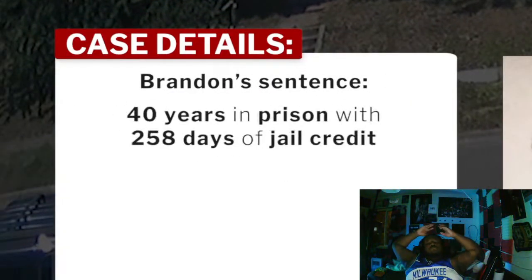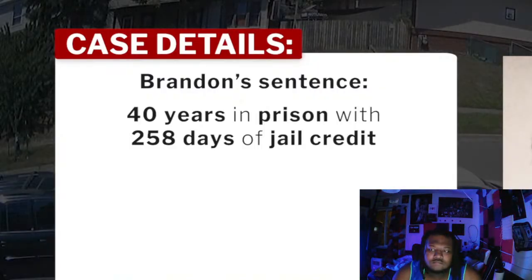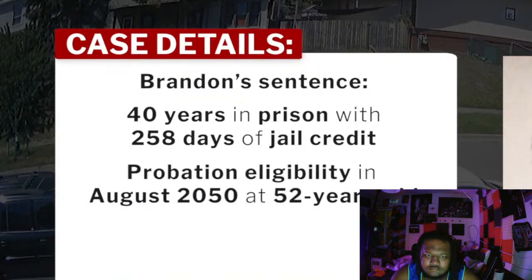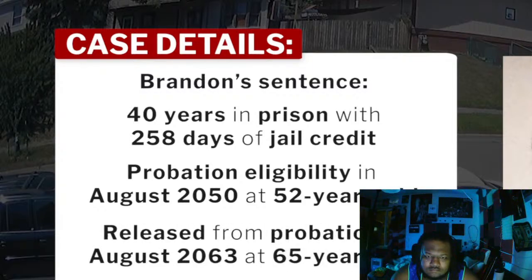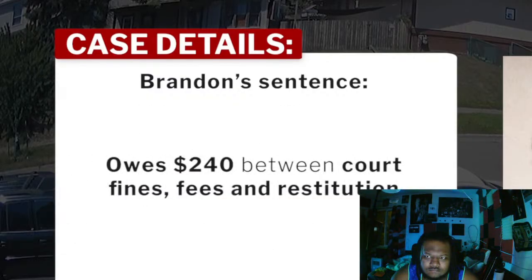Brandon was sentenced a total of 40 years in prison with 258 days of jail credit, meaning he could be on probation in 26 years, or about August 2050, when he will be 52 years old. He will be fully released from probation around August 2063, when he will be 65 years old. His longer sentence likely has to do with a prior felony conviction, labeling him as a repeat felon. He also owes $240 between court fines, fees, and restitution.